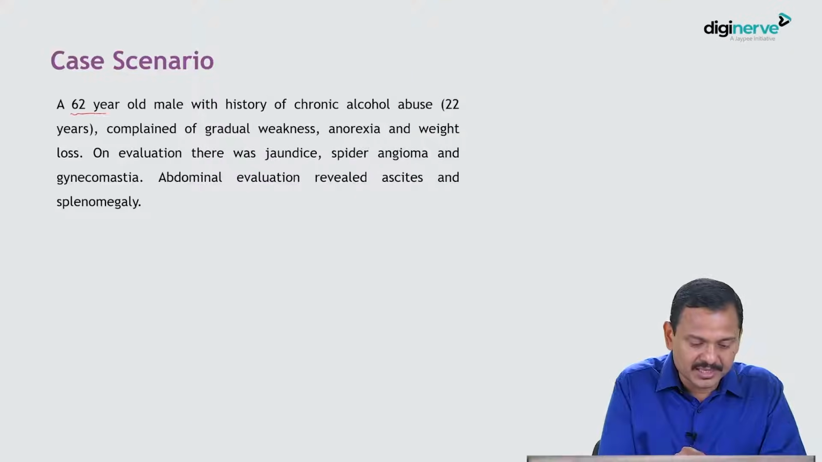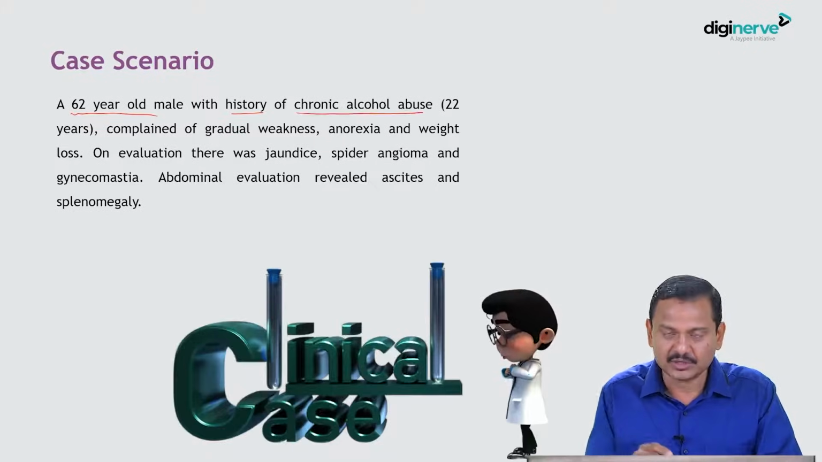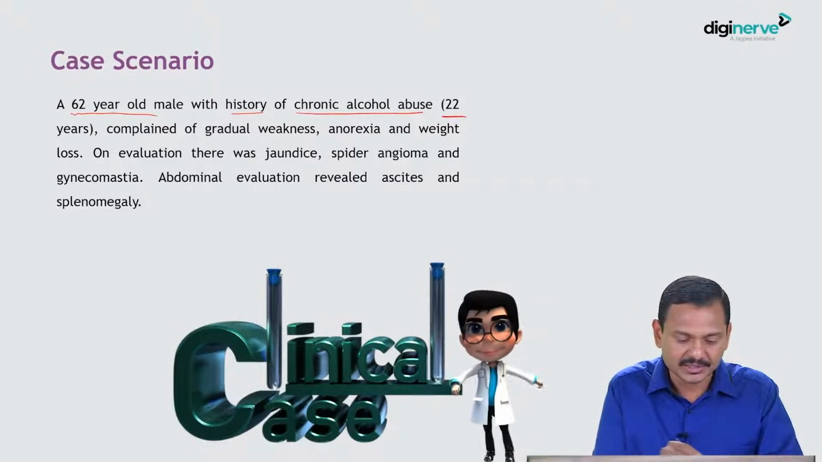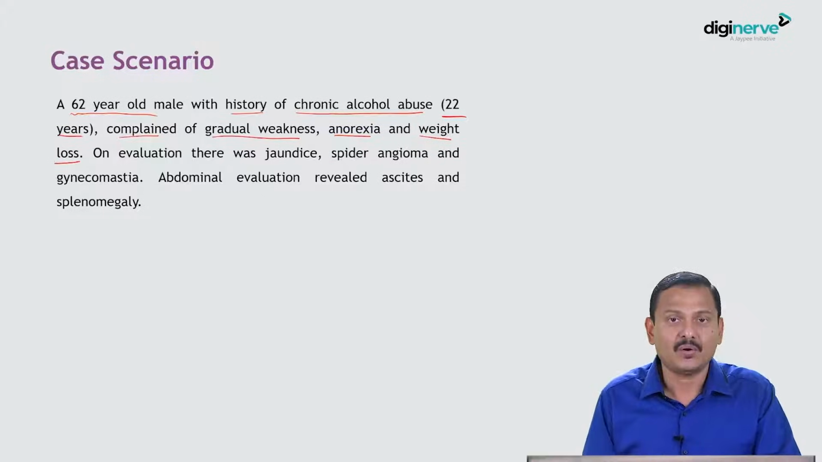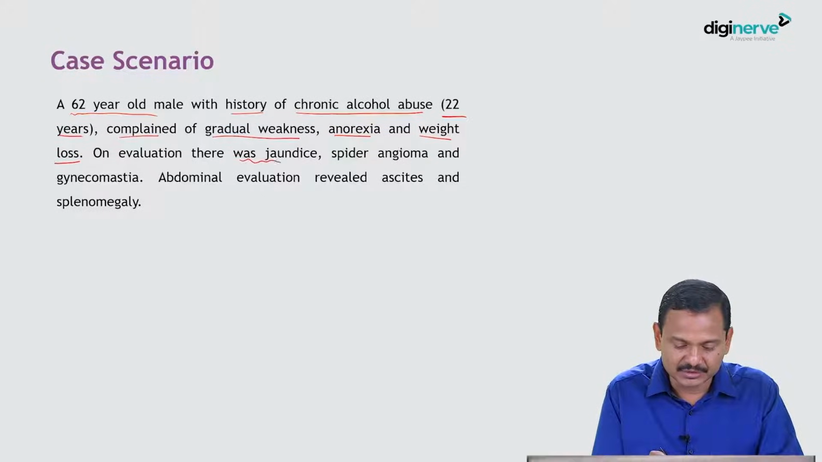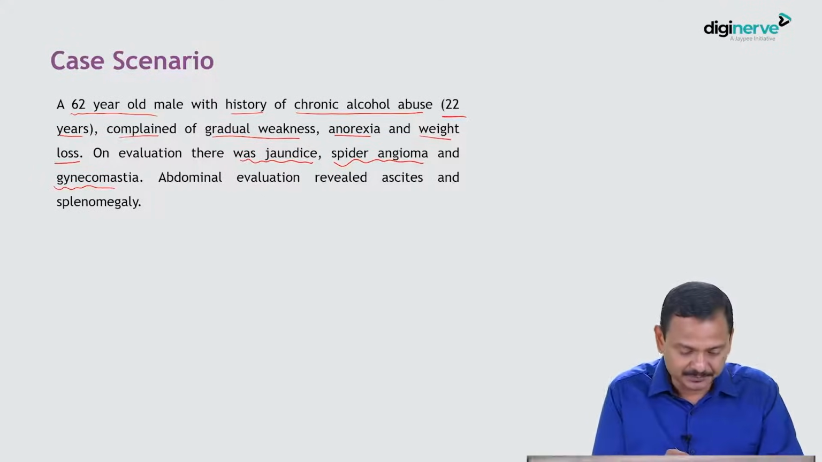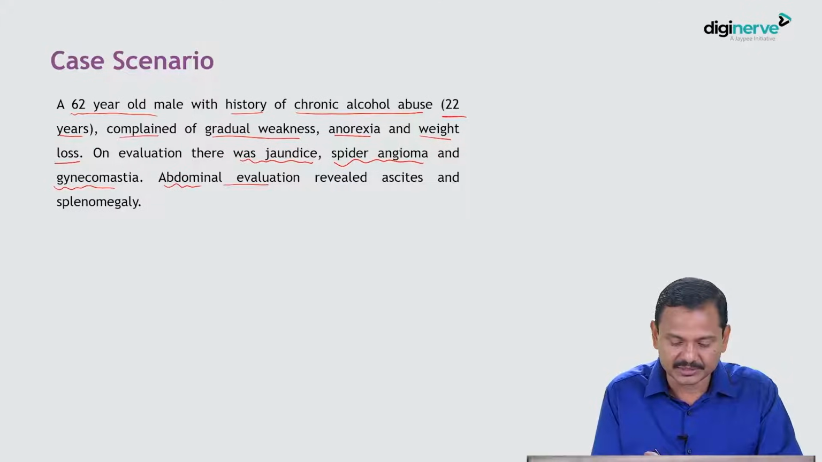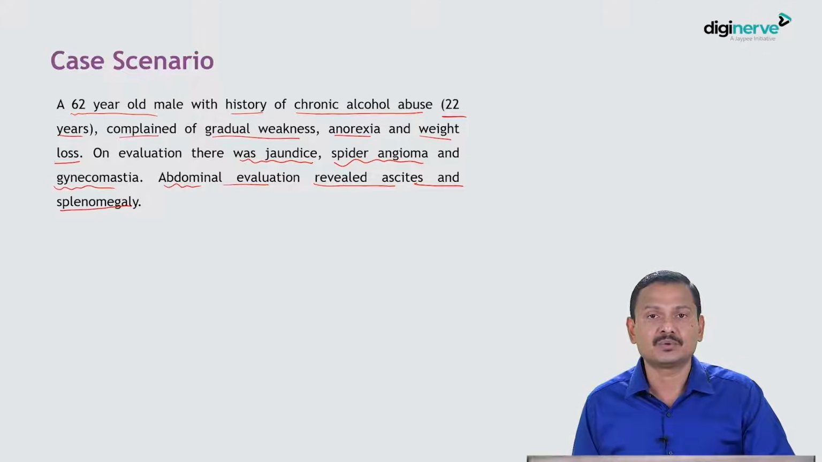So here comes a 62-year-old male with a history of chronic alcohol abuse for a long duration, that is 20 years. Now he complained of gradual weakness, anorexia, and weight loss. On evaluation, he had jaundice, spider angioma, as well as gynecomastia. Abdominal evaluation revealed the patient had ascites as well as splenomegaly.